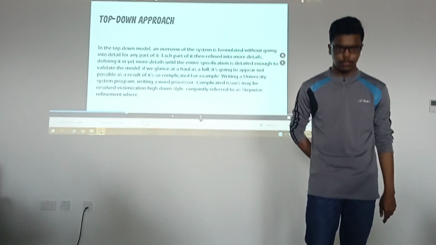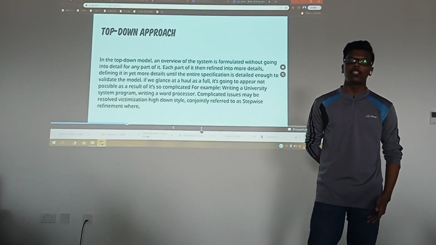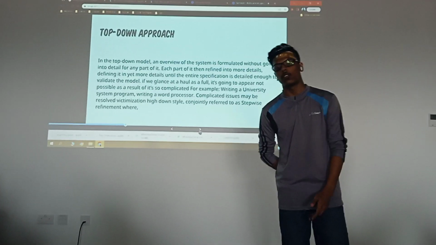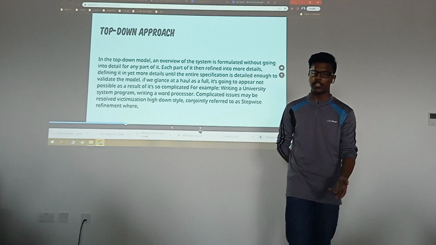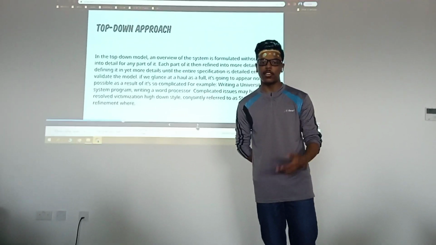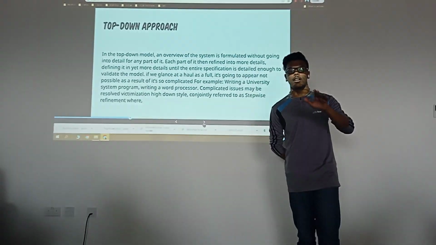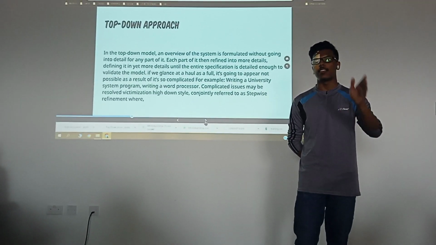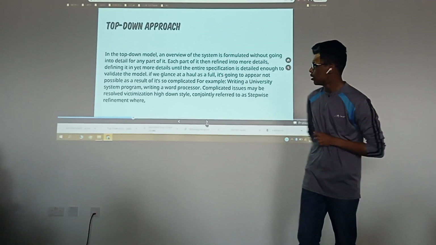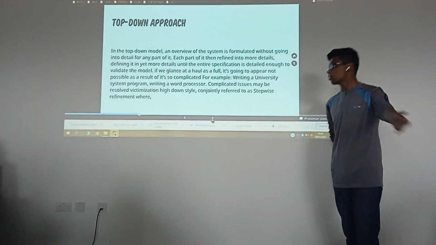For the top-down approach, in the top-down model, an overview of the system is formulated without going into detail for any part of it. Each part of it is then defined in more detail, and in yet more detail, until the entire specification is detailed enough to validate the model.